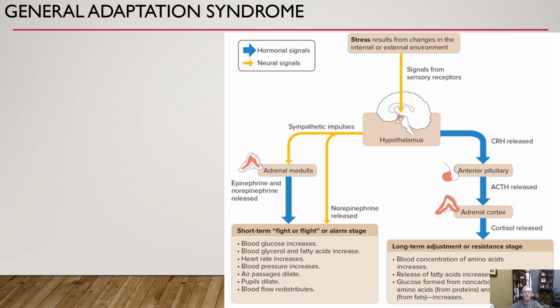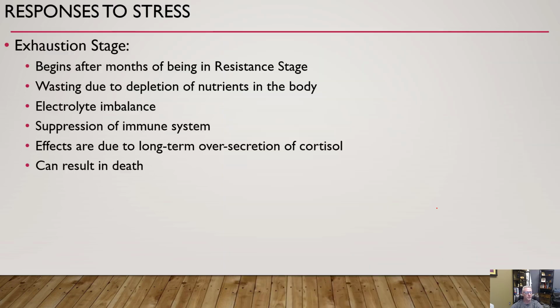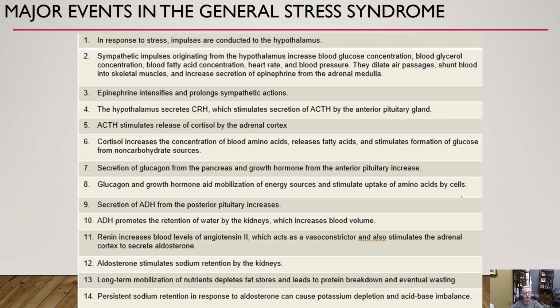And then if we still don't take care of ourselves, we're going to go into the exhaustion phase. The exhaustion phase is going to begin after months. This is months of abuse, months of depression, months of being stressed out, months of ACTH, months of cortisol. We're going to see electrolyte imbalances, immune system suppression, wasting syndrome, and it can result in death. So take care of yourself. Only you can take care of yourself. I'm a big advocate for mental health.